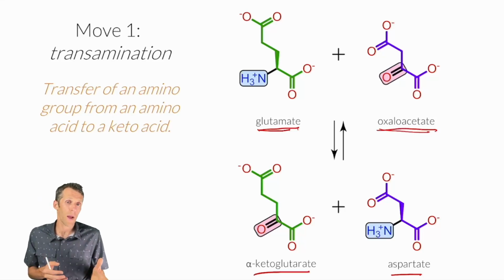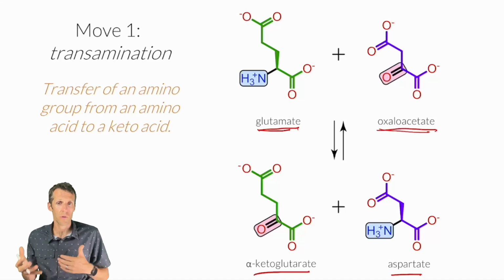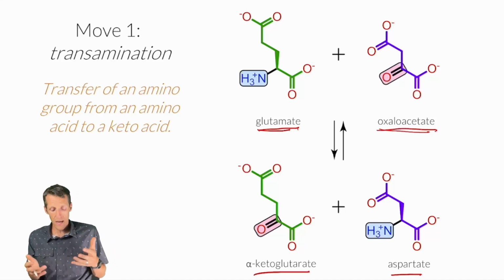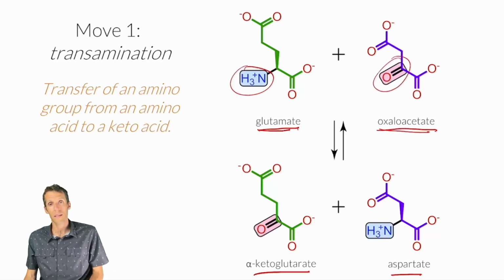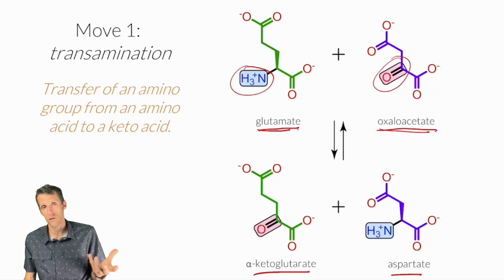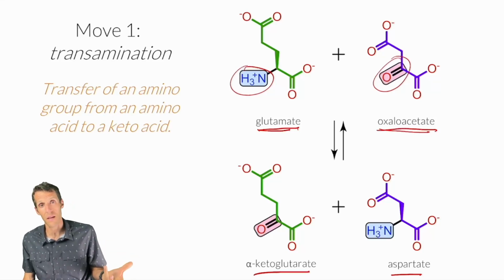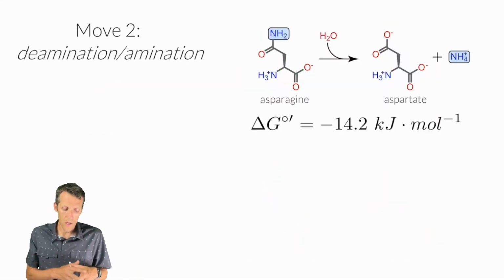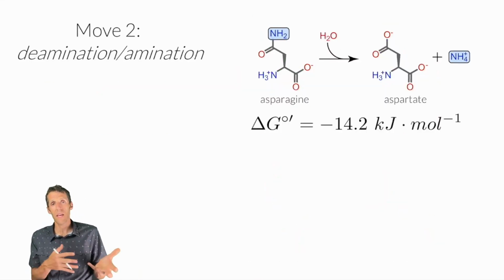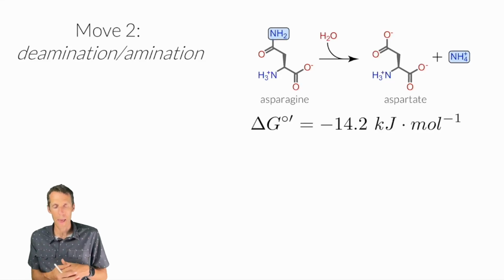This could be any amino acid to any keto acid. I just chose an example that's really common. But basically, anytime you take an amino group and you swap it with the carbonyl on a keto acid, you have a transamination reaction. So we're going to run into this a lot as we think about things like, well, how do we build nucleic acids? The second move that we make is deamination and amination.